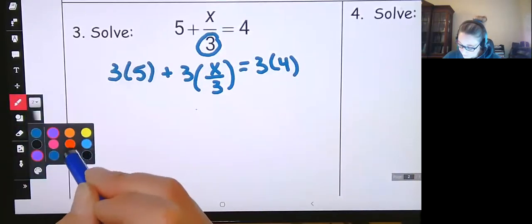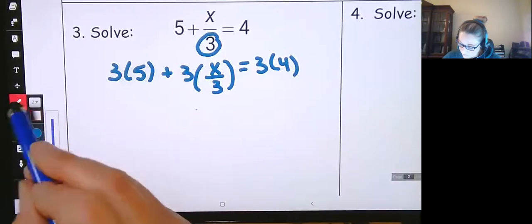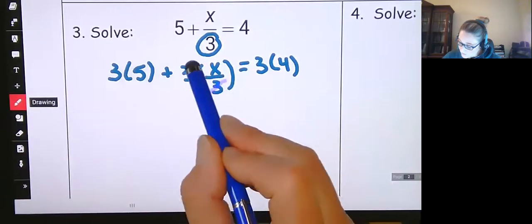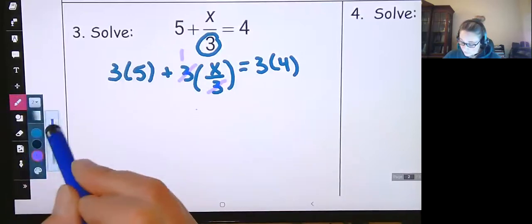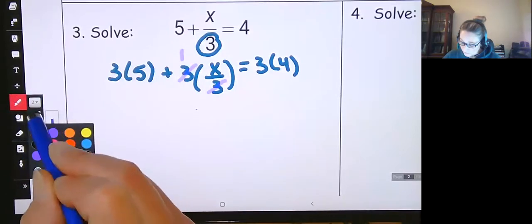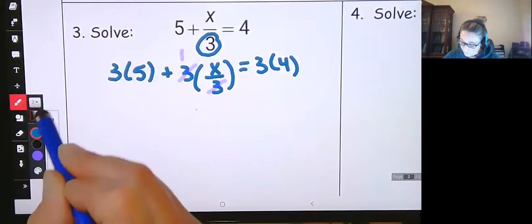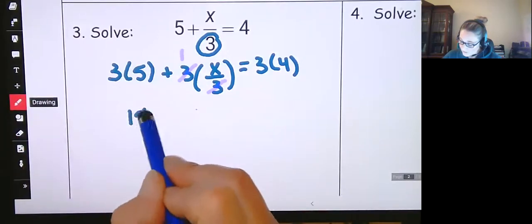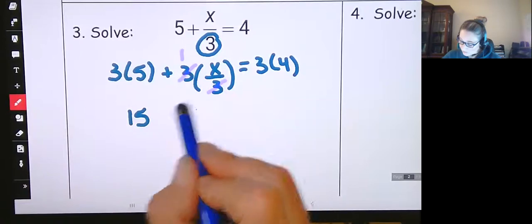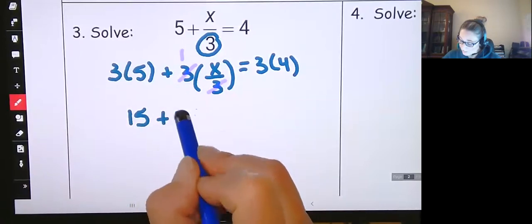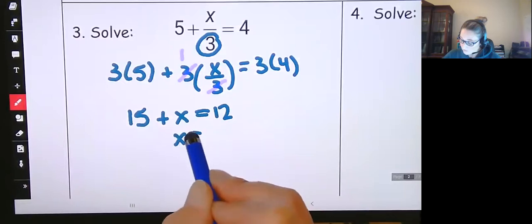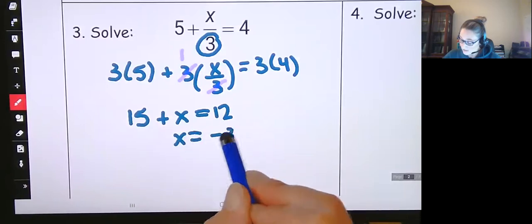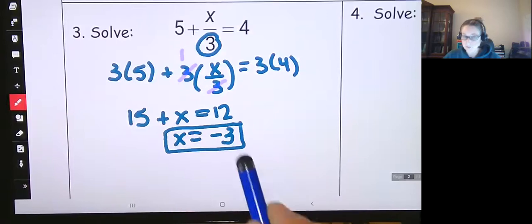And now when I'm doing this, this 3 goes into this 3 one time, and now I don't have any fractions. So I am going to end up with 15 here. Here my 3's canceled, and I get plus x is equal to 12. I'm going to subtract 15 from both sides, so I get negative 3 as my answer.